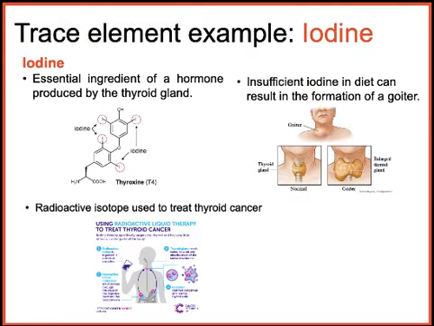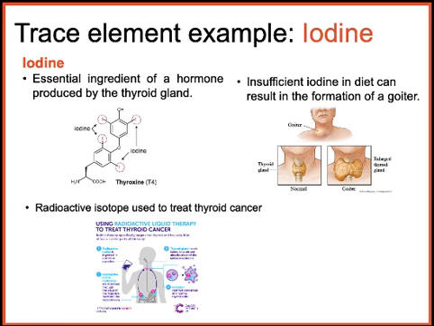Iodine, right, is an essential ingredient of a hormone produced by the thyroid gland, right? Here, thyroxine, you need this in your thyroid, right? Insufficient iodine in the diet can result in things going wrong with your thyroid gland. It's called a goiter. If your thyroid gland starts swelling up, that's a goiter, and there's problems going on. It's trying to overproduce, right?